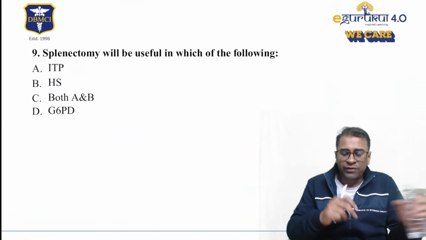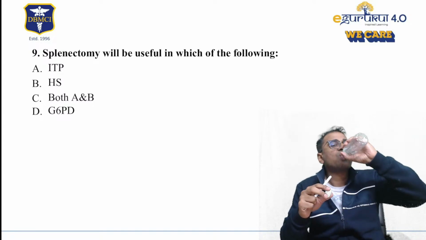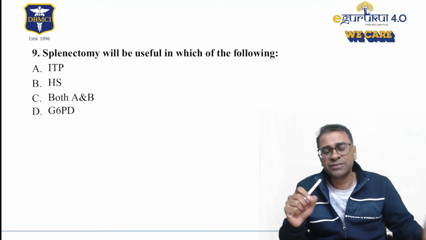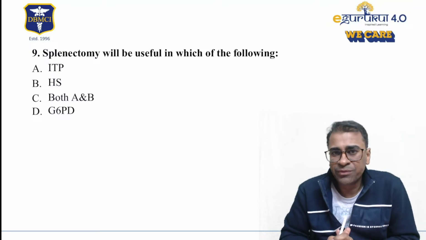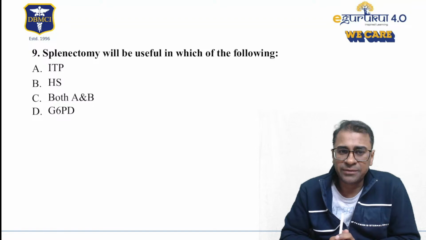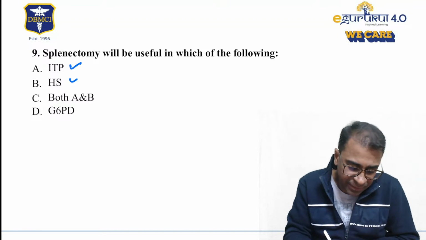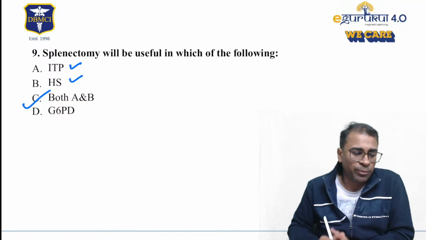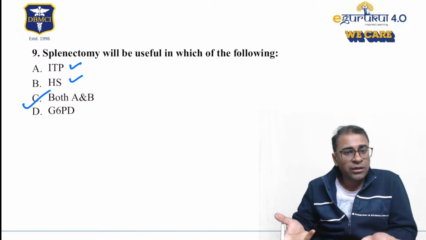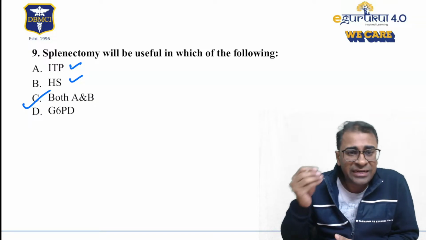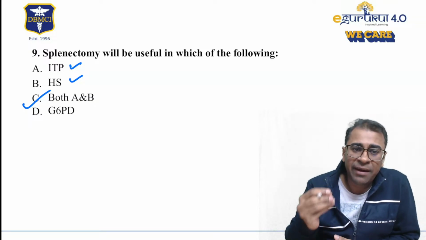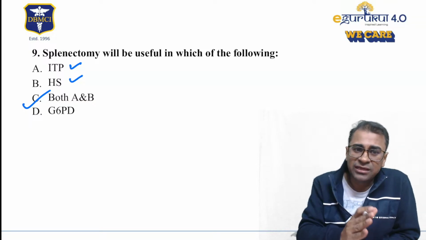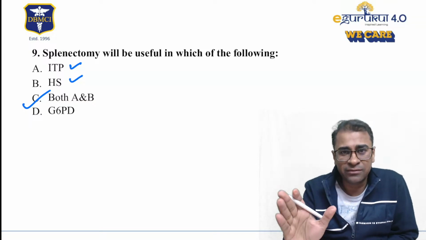Splenectomy will be useful in the following. Tell me. In what cases do you get the advantage of splenectomy? Yes, it's both ITP and HS, so the answer is both A and B. Now look, you again said you did not read the question. You are all answering HS. ITP will also be relieved by splenectomy. If option C had not been there, then the answer would have been B.